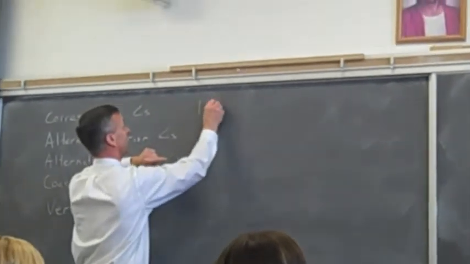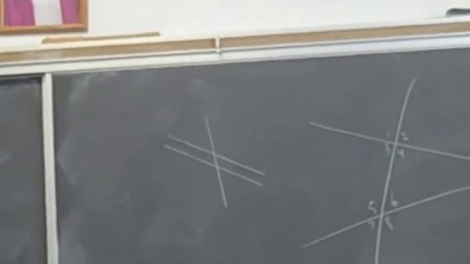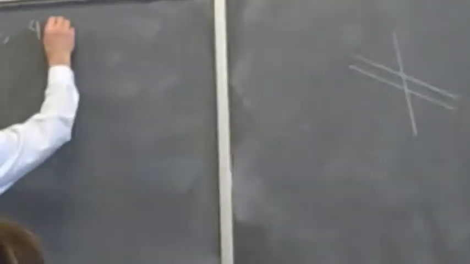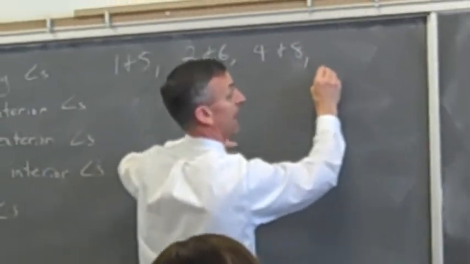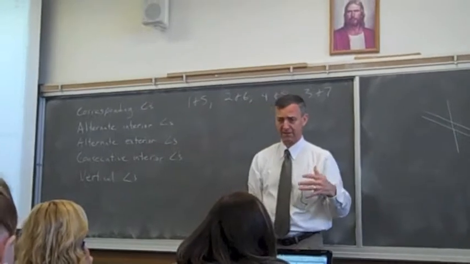1 and 5, 2 and 6, 4 and 8, 3 and 7. There's actually, okay. See how this works? All right.